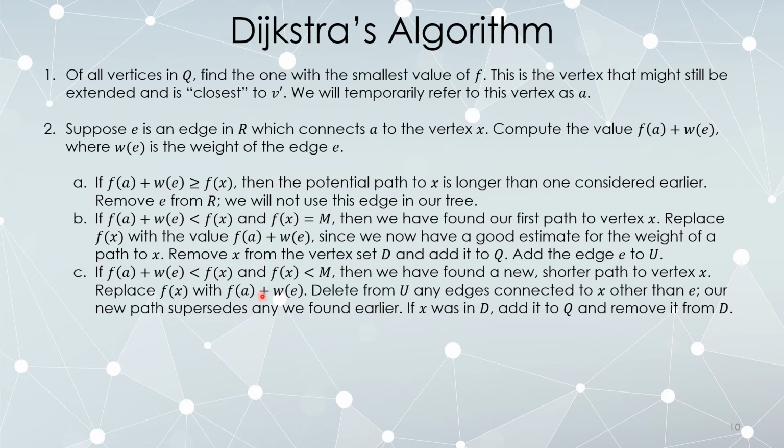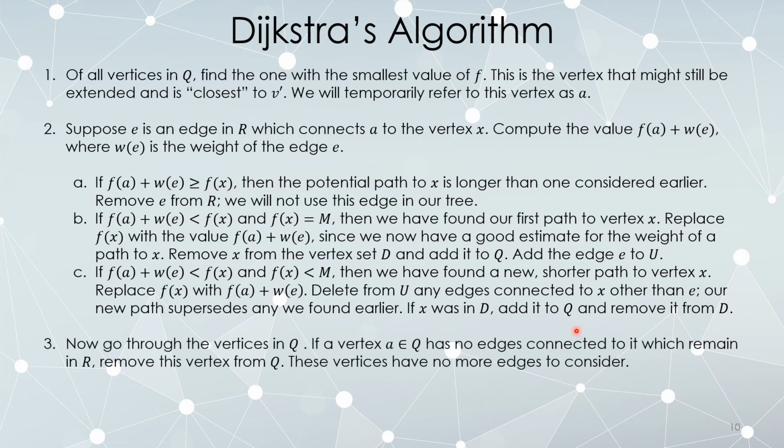But what you have to do, since f of X wasn't equal to M, it had already been added to the graph at some point. Delete from the used set of edges any edges connecting X except the one we're currently looking at. So we may have already added an edge to X. Get rid of it. Only use the edge that we just used. If it was a distant vertex, make it questionable and remove it from distant, but if it was already questionable, just leave it there.